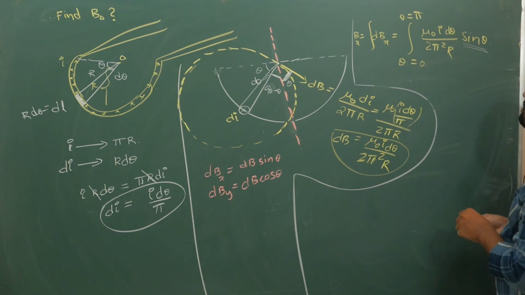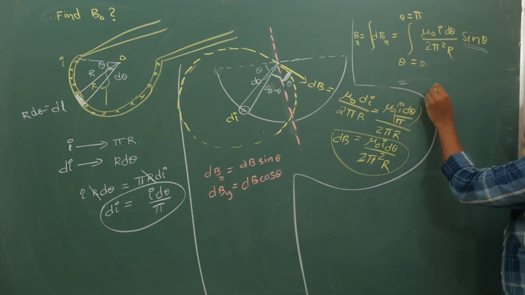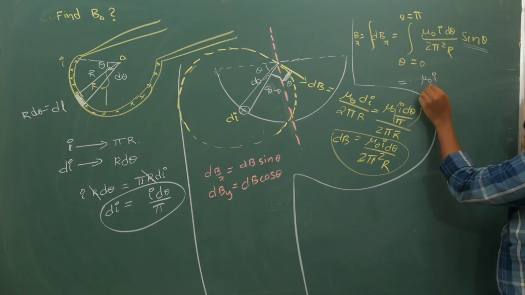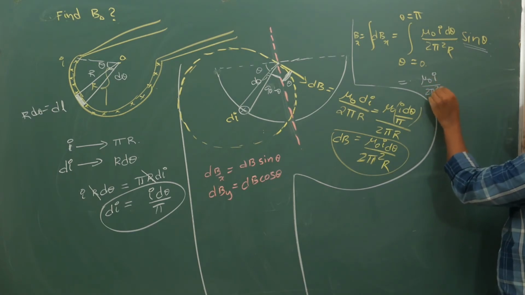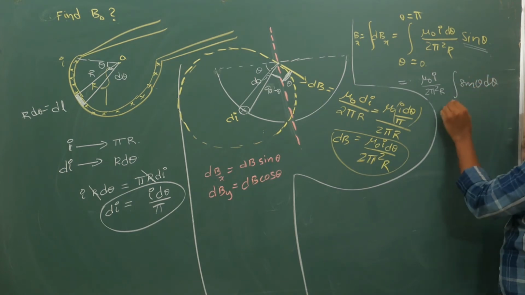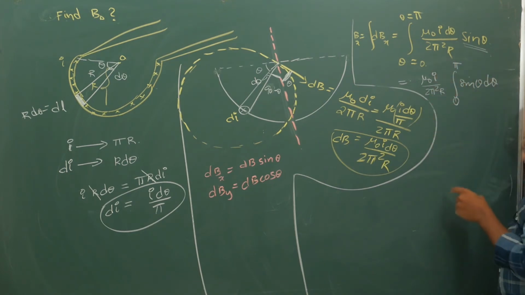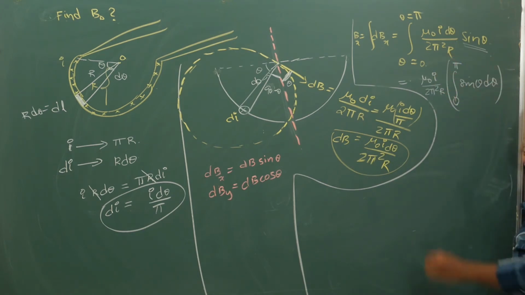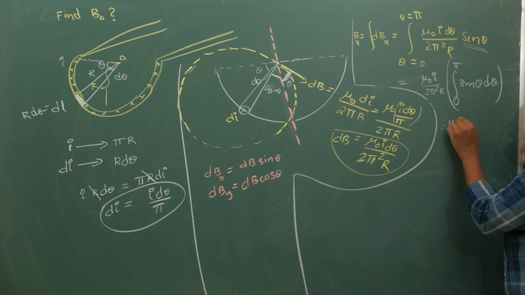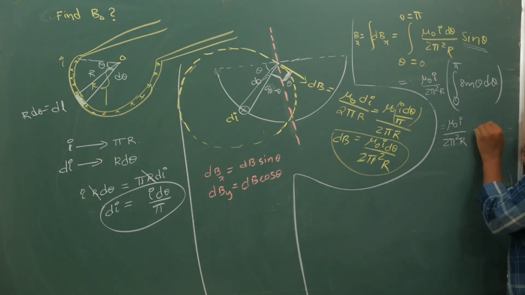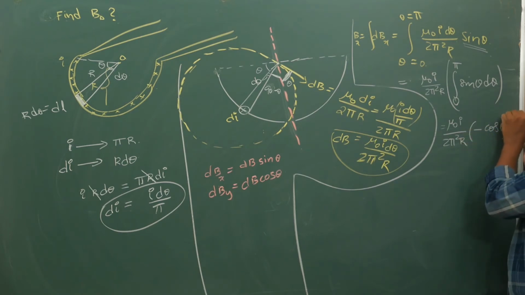Anyhow, I will manage within the space that is present. So it is going to become mu naught I by 2 pi square r times the integral of sin theta d theta from 0 to pi. Okay, now what is the integral of sin theta? It is minus cos theta. So according to that, it is mu naught I by 2 pi square r times minus cos theta. Your limits are from 0 to pi.